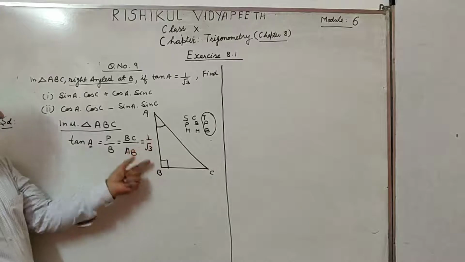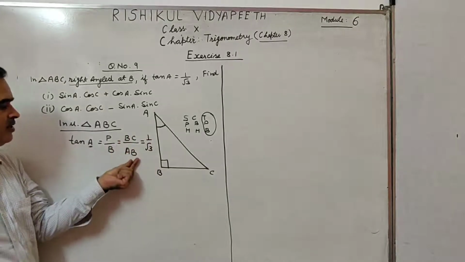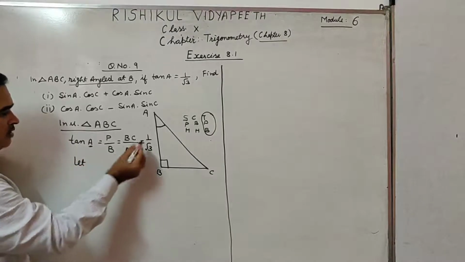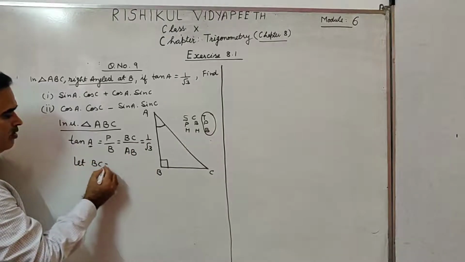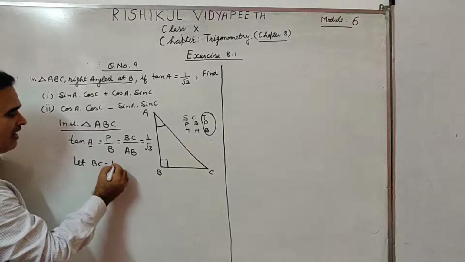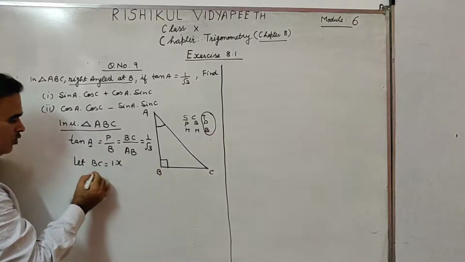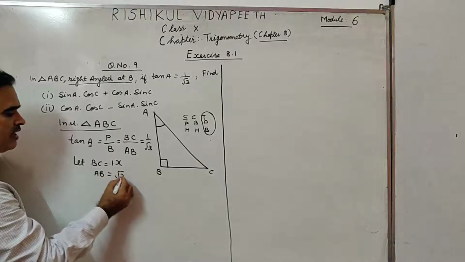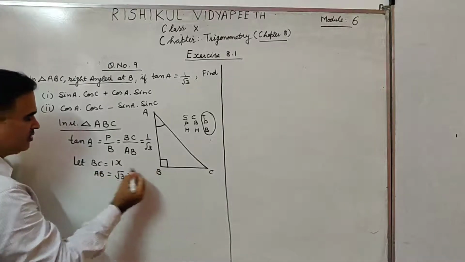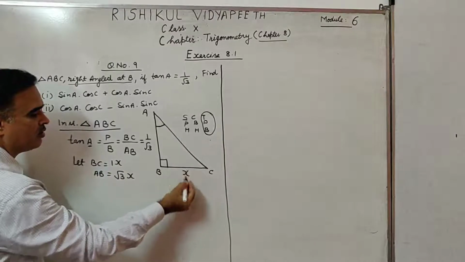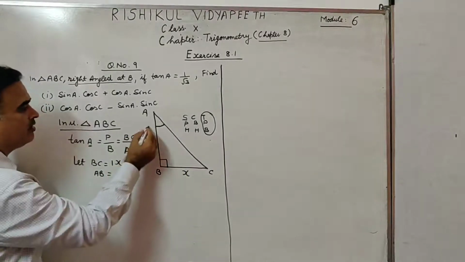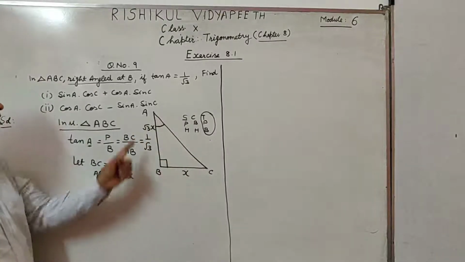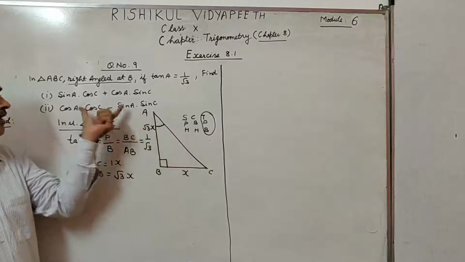It means the ratio of BC and AB is 1 by root 3. And I told you that you are to take BC equal to x, or you can say 1x, and AB equal to root 3 x. BC is x, or you can say 1x; AB is root 3 x. I told you that you require all three sides to get any other trigonometric ratio.